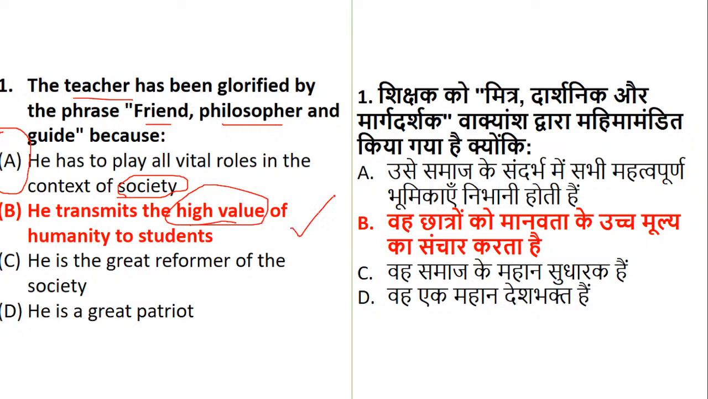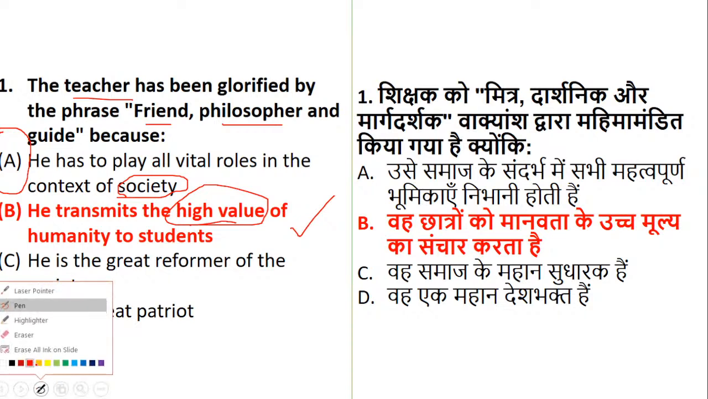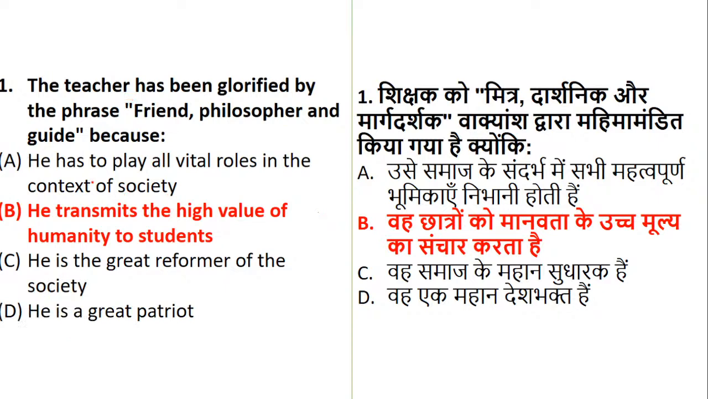Please ensure that you are reading the questions very carefully. Yesterday also the same thing happened. Little silly mistakes will put you in confusion. The first option, he has to play all vital roles in the context of society, is wrong because it only highlights the society context. It does not indicate any context about classroom or students. The second option, he transmits the high value of humanity to the students, is very, very important.